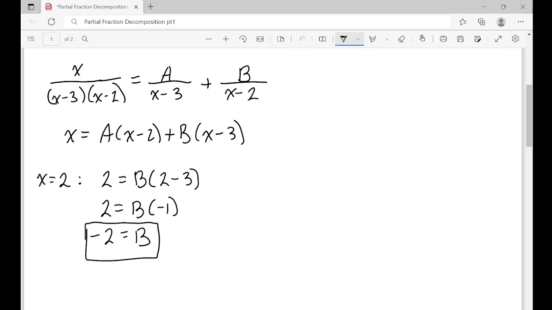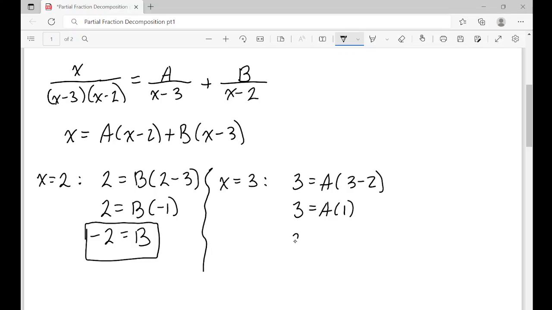Now I'm going to do it again for a. I'm going to get rid of this. So what will cause this to be 0? That'll be when x equals 3. So I'm going to get 3 equals a times 3 minus 2. And then this just cancels out, so no need to write it. And just do the arithmetic. 3 equals a times 1, which is just going to be 3 equals a. So there's my second factor.